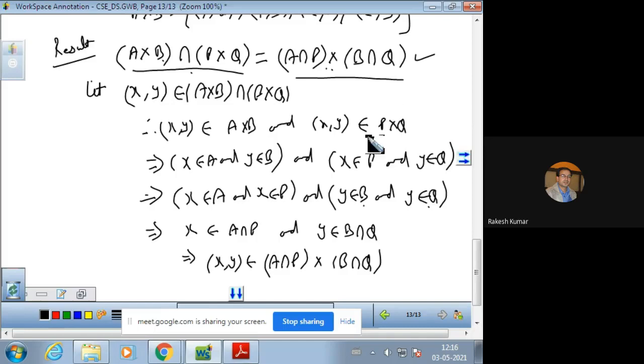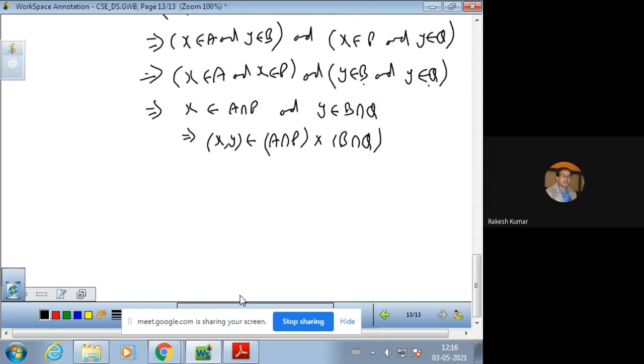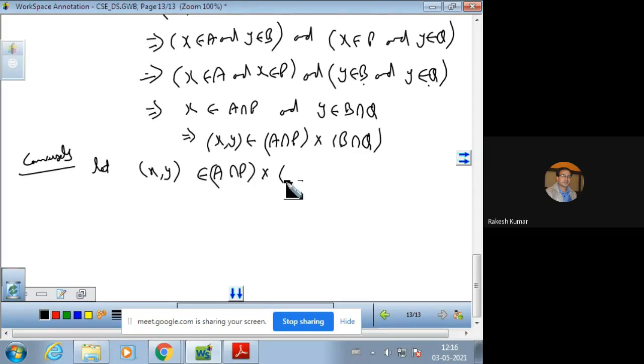Now similarly, taking an element in the right hand side set we will prove it in the left hand side. Conversely, let us take an element (x, y) in (A intersection P) cross (B intersection Q), and from this x belongs to A intersection P and y belongs to B intersection Q.